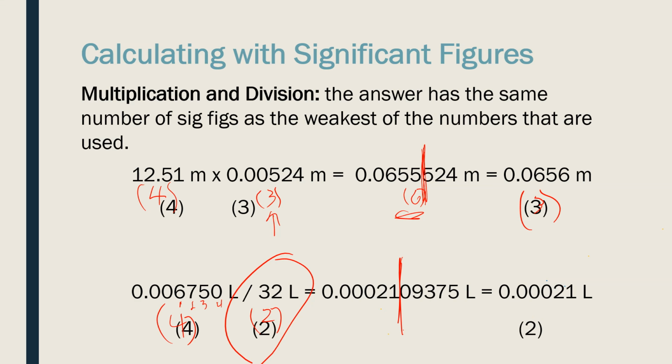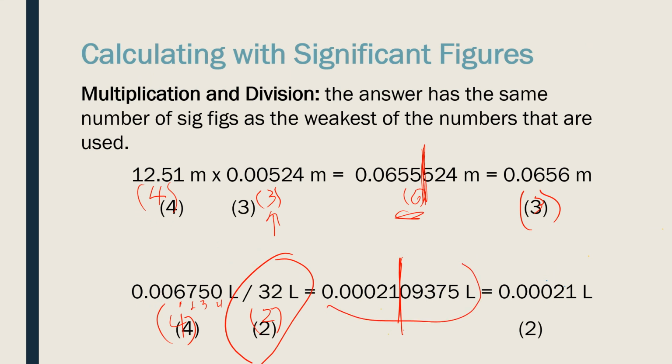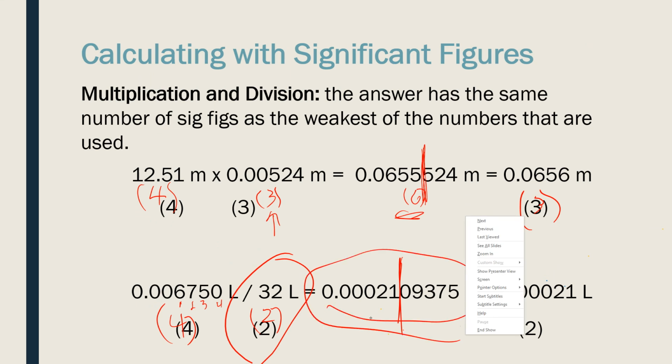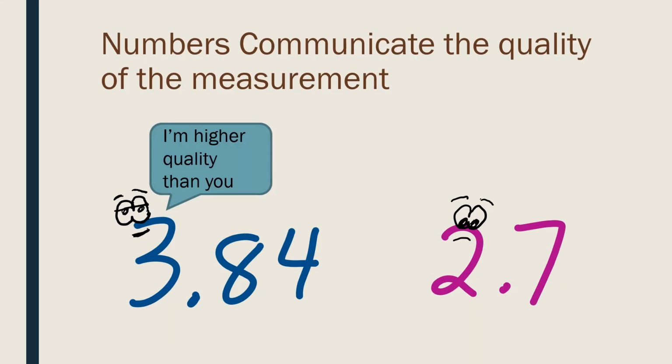So again, remember, this is trying to stress that numbers communicate the quality of the measurement, and you can't have a number that's communicating great quality of measurement, even though what was put into it were low quality measurements. Same thing here. You can't have a high quality measurement number when what was put into it were lower quality measurements.